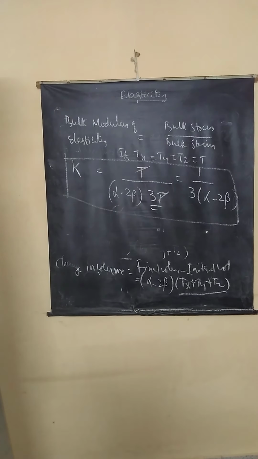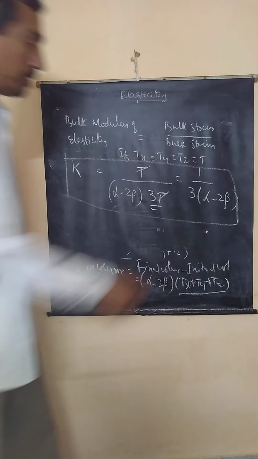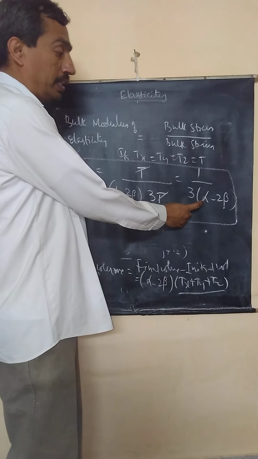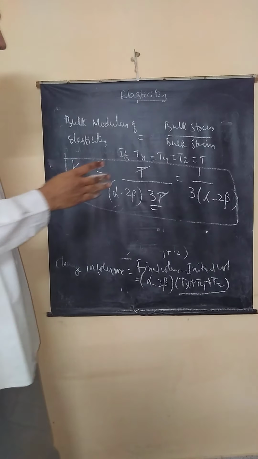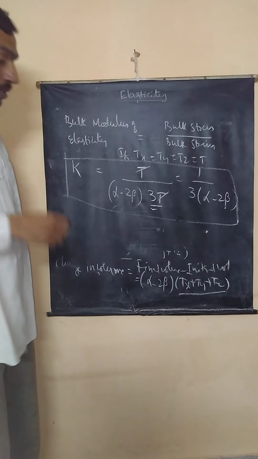To derive this, the basic parameters you must know are the meaning of elongation strain alpha and compression strain beta. If you are able to understand it, the rest is algebra. Please practice this.